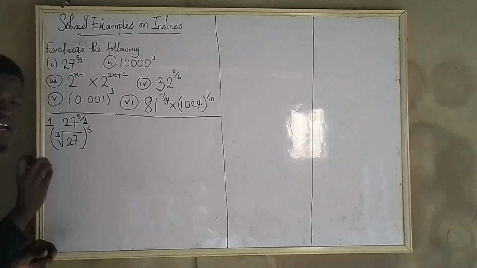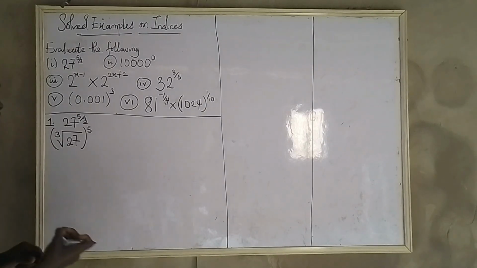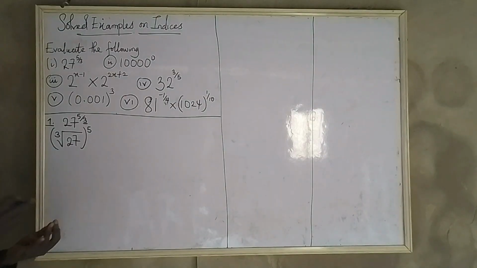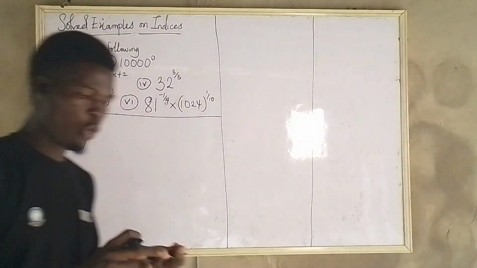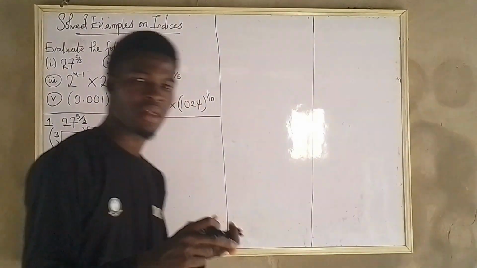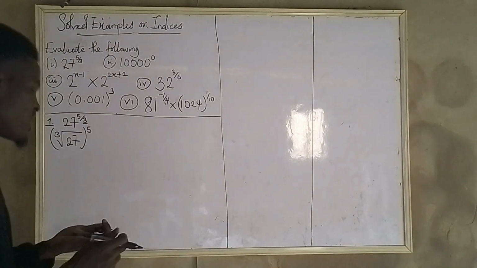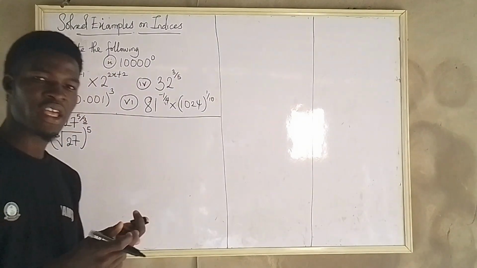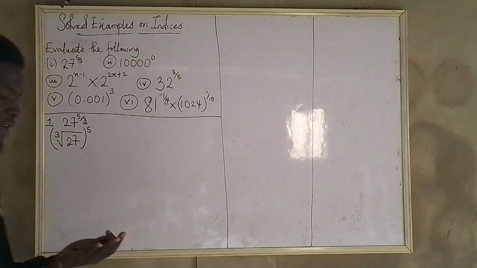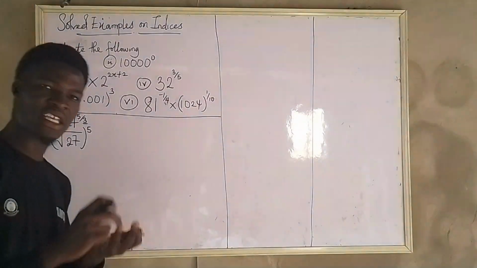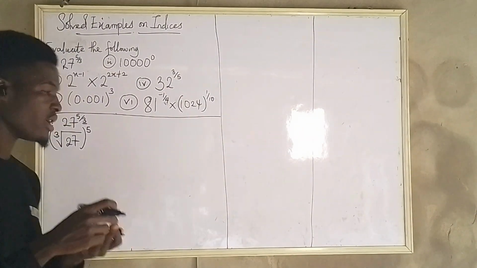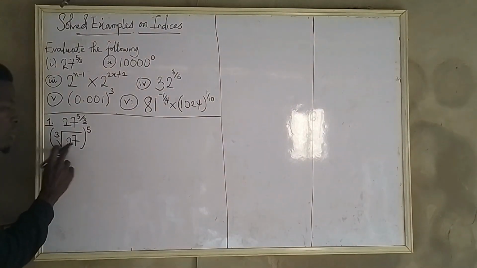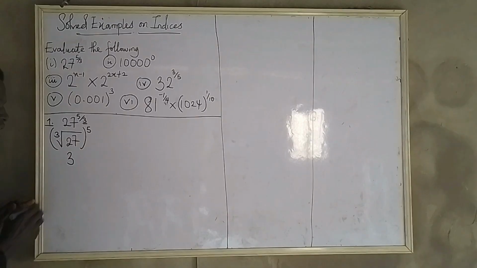Now what does this mean? A single number you are going to multiply in 3 places that will give you 27. Let's go again. 1 times 1, 1 times 1, 1. That's not giving us 27. Let's go to 2. 2 times 2, 4. 4 times 2, 8. Not giving us 27. Let's go to the next one. 3 times 3, 9. 9 times 3, 27. That means the number I multiply in 3 places that will give me 27 is 3.